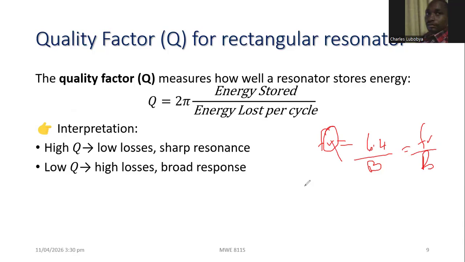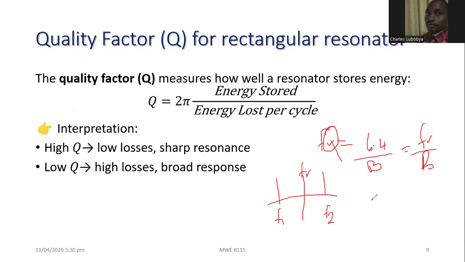And for bandwidth, if you are given the resonant frequency FR here, then you've got other signals here, let's call them F1 and F2.